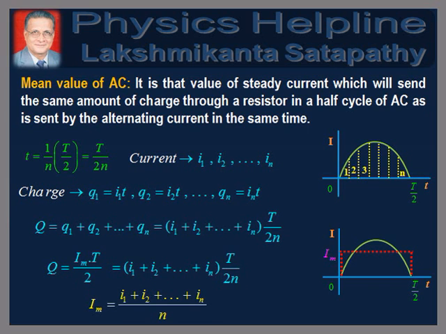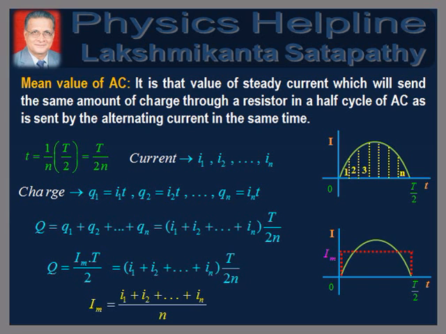Mean value of AC is that value of steady current which will send the same amount of charge through a resistor in a half cycle of AC as is sent by the alternating current in the same time. To understand this, let us consider one half cycle of AC from time t = 0 to T/2 as shown in the figure. Let us divide the time interval into n equal parts. Therefore, time interval of each part is Δt = T/2n.